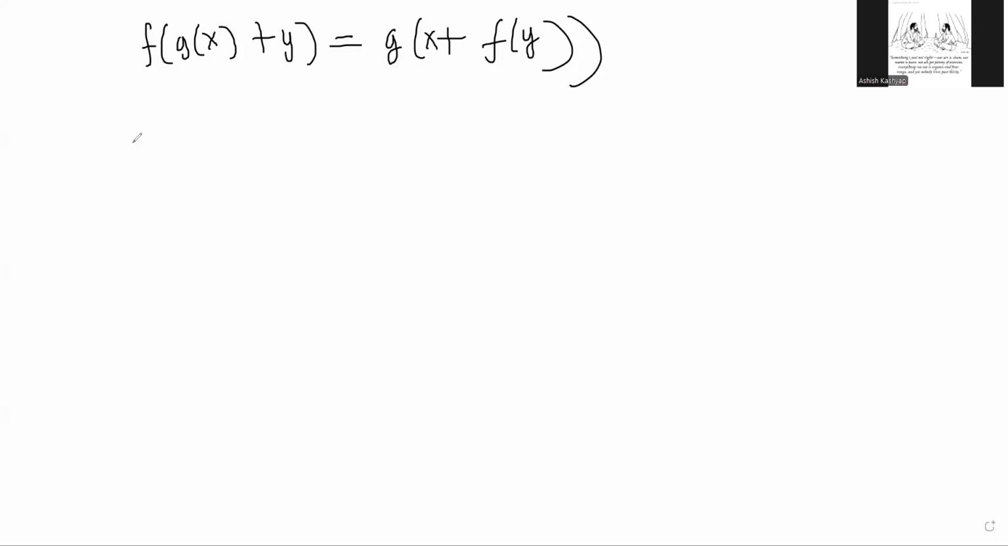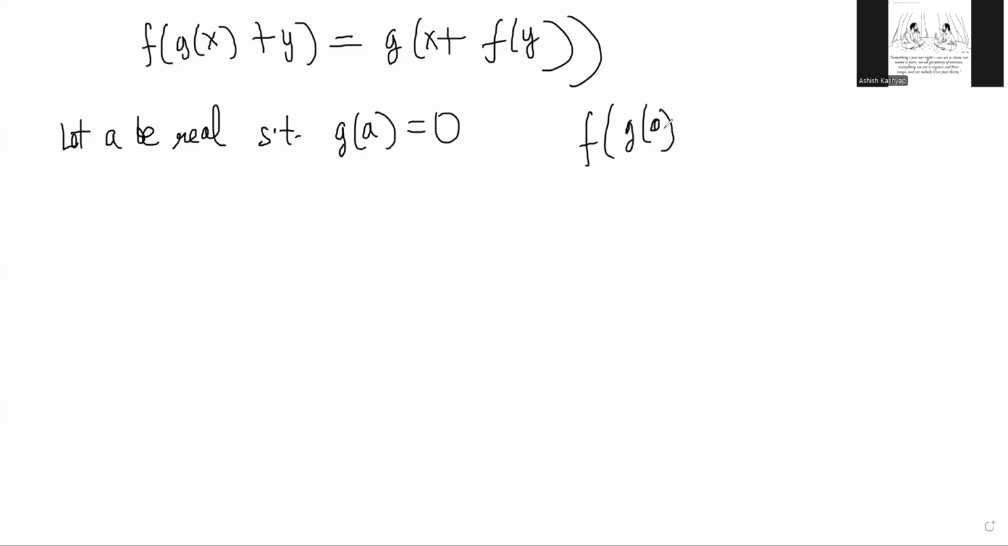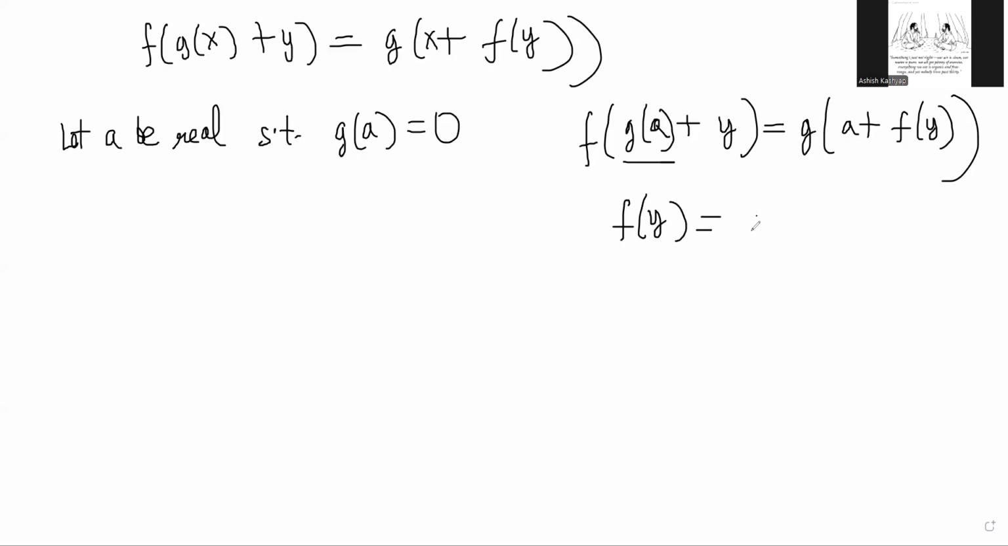So let's think about it. Why? So let a be real such that g of a is equal to 0. Now, if I put x is equal to a in this original equation, you get f of g of a plus y is equal to g of a plus f of y, right? So g of a is 0. So this is becoming f of y is equal to g of a plus f of y, right?